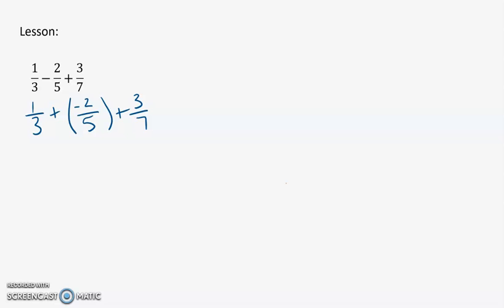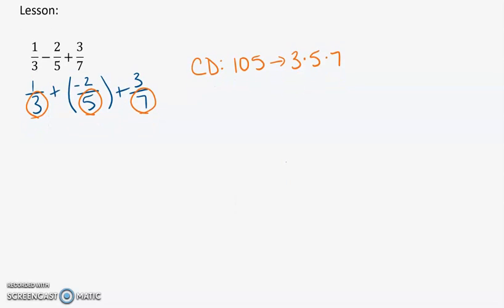So just like when we added our fractions, we need to make sure we have the same common denominator. And between 3, 5, and 7, our common denominator, I'm just going to abbreviate this with CD, is going to be 105. And we got this from doing 3 times 5 times 7. So all three of those numbers multiplied together is giving us our common denominator today. So let's do the math to get there.